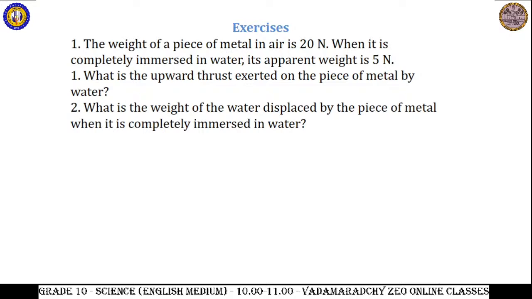Now let's do some activity exercises. The weight of a piece of metal in air is 20 Newton. That is, the real weight of the metal is given as 20 Newton. When it is completely immersed in water, the apparent weight is 5 Newton. There are two facts given: the real weight of the object is 20 Newton and the apparent weight is 5 Newton. First question: what is the upward thrust exerted on the piece of metal by water?